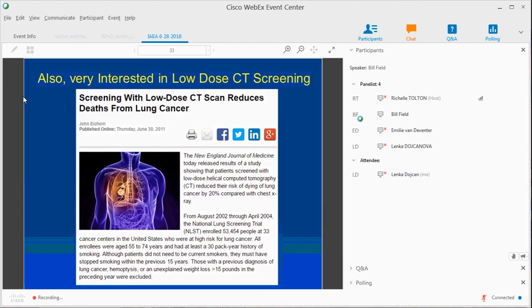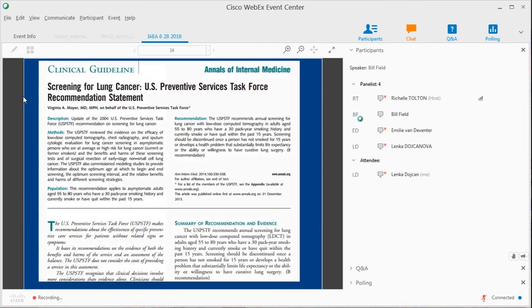One of the other interesting findings from the pilot focus groups was that they have a very high interest in low-dose CT screening. In the United States, a national lung cancer screening trial enrolled 50,000 people a few years ago, and it found that low-dose CT screening was helpful with diagnosing lung cancers early. So they had a lot of interest in that.